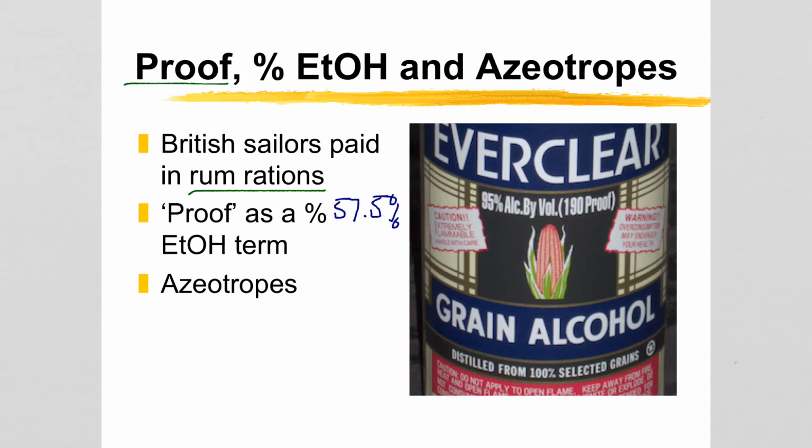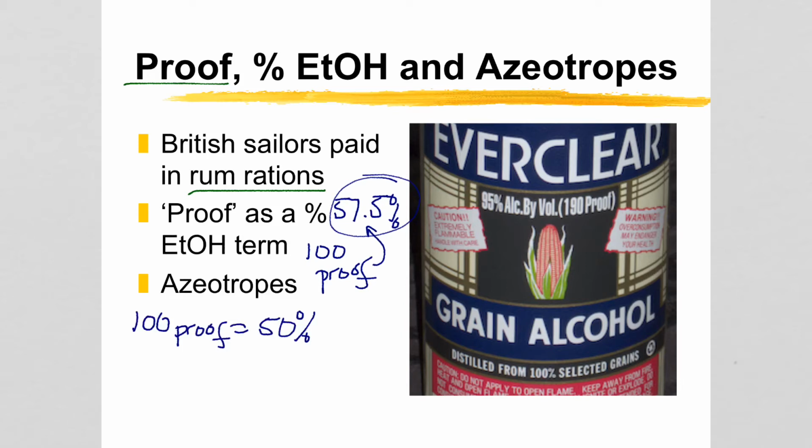And so in England, at that time, if you had what they called 100 proof ethanol, that meant you had a mixture of ethanol and water that was 57.5% ethanol. Now, in the U.S., 100 proof equals 50% ethanol, and the rest is water.